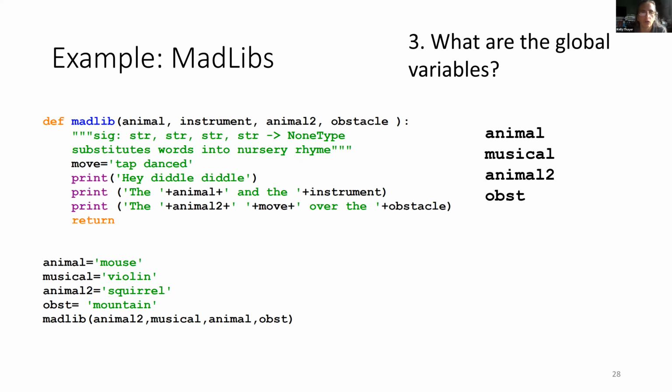What are the global variables? Remember that the global variables are the ones defined out in main. So here we have animal, musical, animal 2, and the obstacle defined right here. These are the variables that we have available in main, and these are, in fact, the answer to this question.